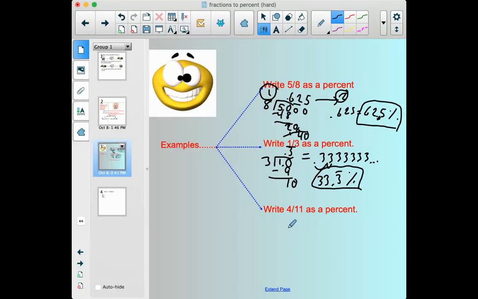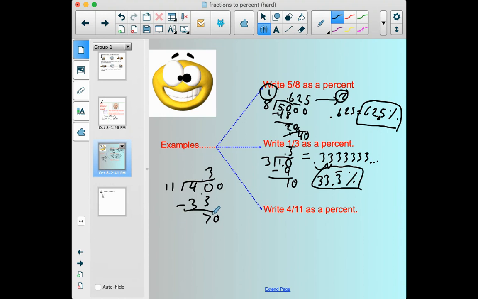Okay, let's do another one. Let's do 4/11. I'm going to bring it over here to have a little bit more room. So I'm going to do 4 divided by 11. 11 does not go into 4. Put 0.0. It goes into 40 3 times. 3 times 11 is 33. Subtract, we get 7. Bring down a 0.